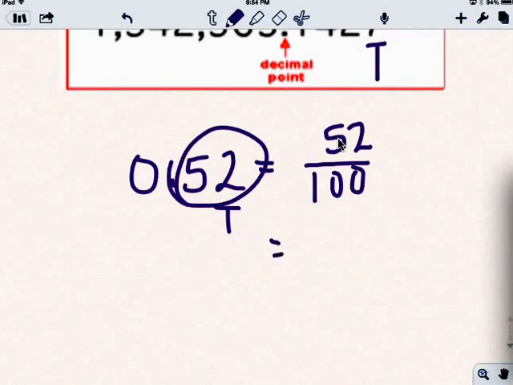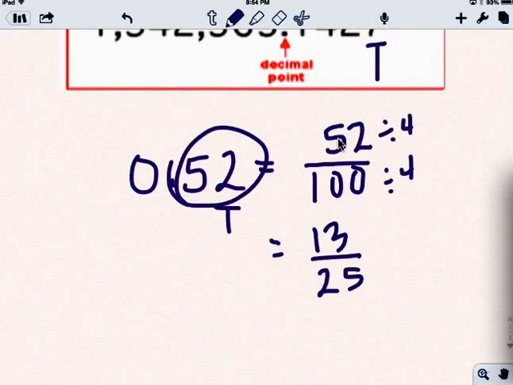Okay? And then what we could do, and what we should do, is simplify it from here. We say 4 goes into 52 13 times. 4 goes into 100 25 times. So our simplified fraction is 13/25, because we divided top and bottom by 4. So there's how we go from a decimal to a fraction.